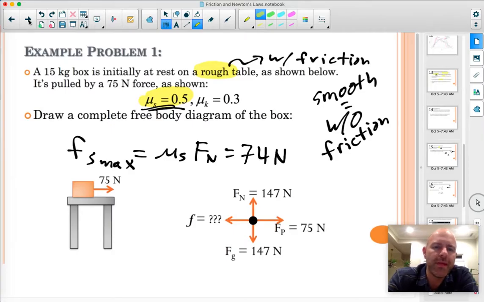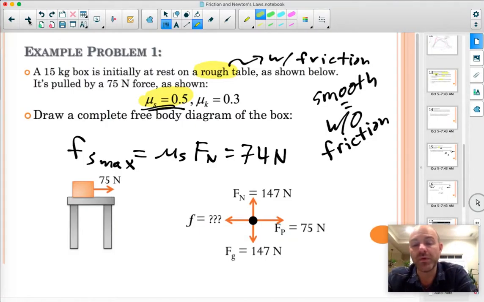If we were to do an example, we might say, let's drag an object across a rough surface, and rough is physics word problem code for there is friction. Smooth is code for no friction. It's pulled by a 75 newton force as shown. We're given two coefficients of friction, which means we could calculate the maximum static frictional force and the kinetic frictional force that could be on this object as soon as we find the normal. Because there's nothing pushing down on it or lifting up, the normal force and the force of gravity are going to be equal in magnitude, about 150 newtons.